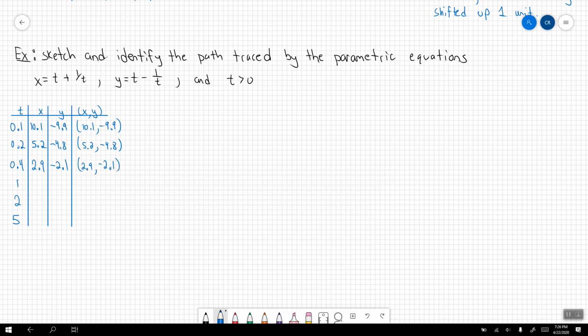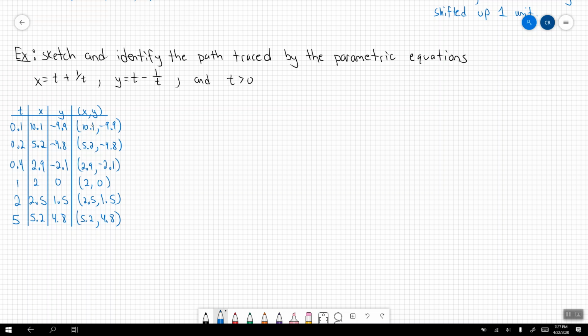All right, I want you to keep doing the rest. Take some time. You can pause the video and fill in the rest. All right, so here are the rest of the filled in values, when t is equal to 1, t is equal to 2, and t is equal to 5. Perfect.